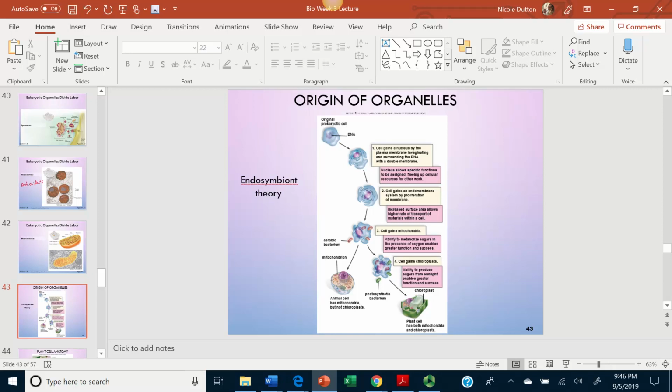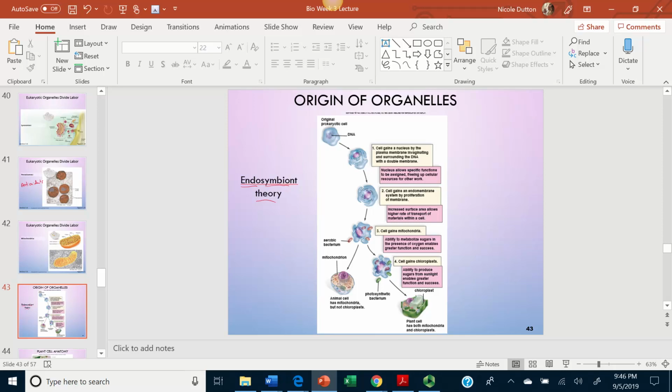So that's kind of what happened with this endosymbiont theory. Endo means inside of, symbiont means that two organisms are living closely together. And this is a theory. And theories are based on a lot of evidence. So it's not a law yet, but it is a theory because there's a lot of evidence that supports this.